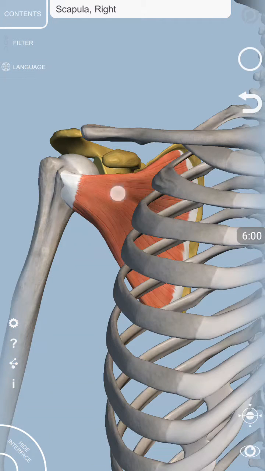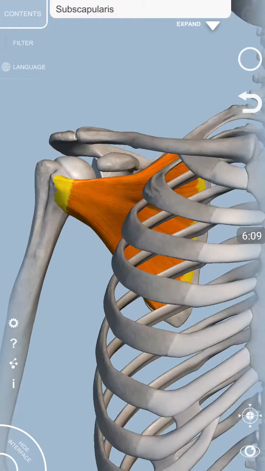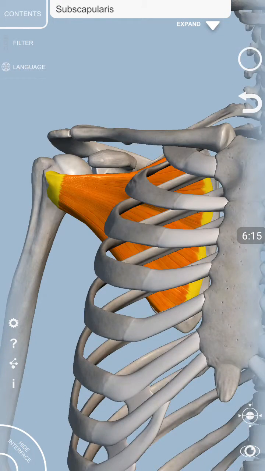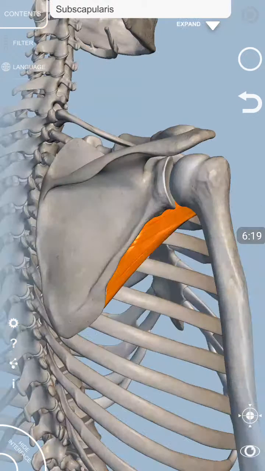And this muscle, subscapularis, is supplied by the subscapular nerve, which is present just in front of the subscapularis muscle. And why is this muscle called subscapularis? Because it is present just in front of or beneath the scapula. That's why this muscle is called subscapularis.